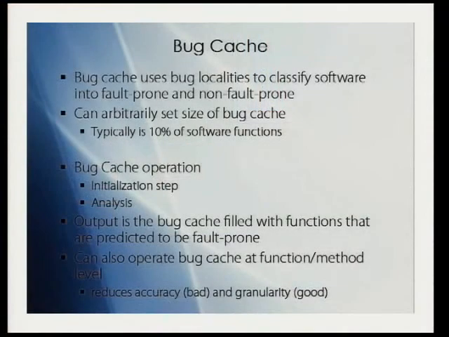So we use the bug localities to take our software. We go through all of the software, and we can use this at either the file level or the entity level. Typically we set this at about either 10% of files or 10% of functions. The bug cache operates where we have an initialization step. We essentially take our cache and preload it with a certain number of files or entities. We perform an analysis where we work through the revision history, adding some things into the cache and taking some things out. At the end of the day, we have our bug cache filled with the functions or the files that we predict to be the most fault-prone going into the future.